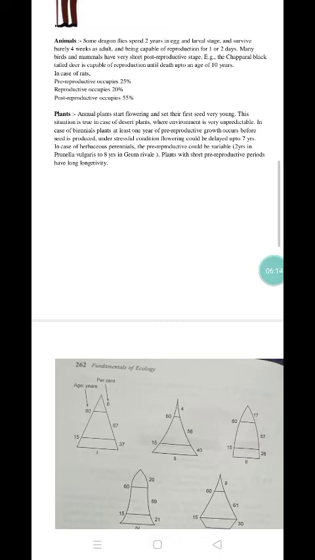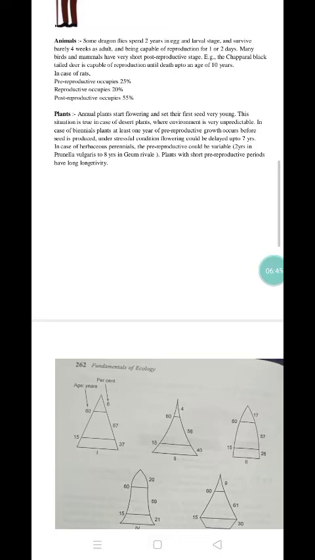In case of biennial plants, we find that at least 1 year of pre-reproductive growth has to take place before the seed can produce flowers and seeds. And that is again under certain stressful conditions, that flowering could be delayed for about 7 years in case of herbaceous plants, and the pre-reproductive period could be variable from 2 years in case of Prunella vulgaris to 8 years in Geum rivale.